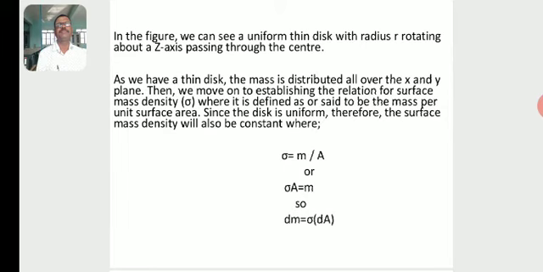So assuming that the disk is made up of a large number of annular rings from 0 to R, from the center to the end of the disk, consider one such ring. Let dm be the mass of an elementary disk, which is sigma into dA, the surface area.